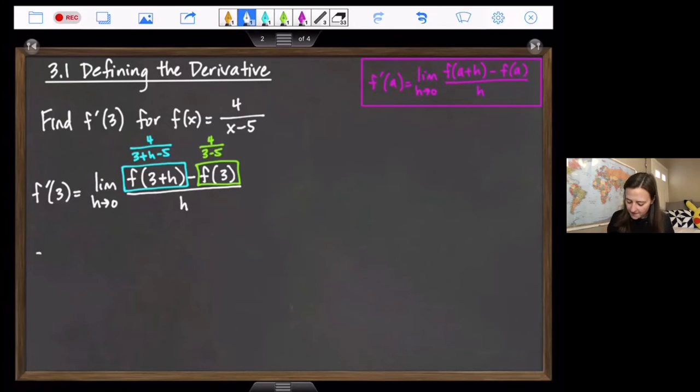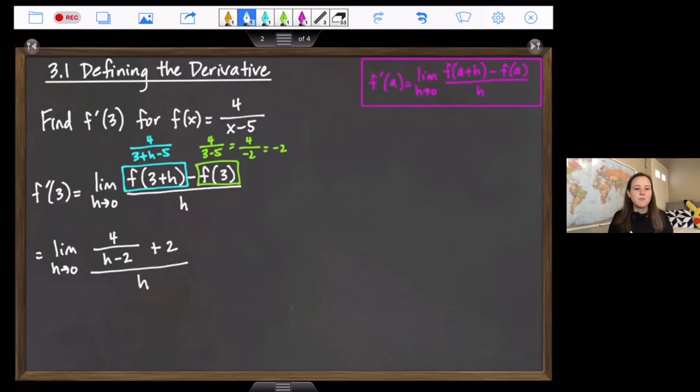All right, so we're going to have the limit as h goes to 0. Let's see, the blue box, 4 over 3 plus h minus 5. That's going to be h minus 2 down in the denominator. So I'm going to have 4 over h minus 2. And then I've got 4 over 3 minus 5. Okay, my green pen up here, this is 4 over 3 minus 5 is negative 2. Okay, so this is just negative 2. So we're going to have minus a negative 2, so plus 2, all over h.